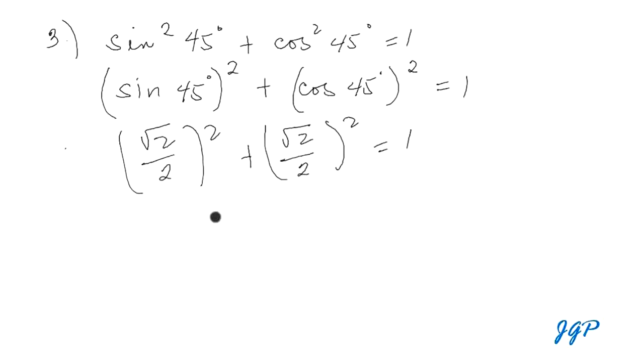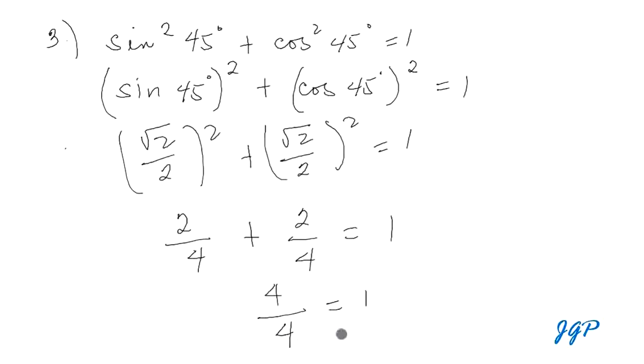So, let's simplify. Square root of 2, and then squared, that is 2 over 2 squared, we have 4, plus the same thing, so 2 over 4 is equal to 1. Since they are similar fractions, 2 plus 2, we have 4. Simply copy the same denominator, which is 4, is equal to 1. And 4 divided by 4 is equal to 1, equals 1. We have now a true statement.